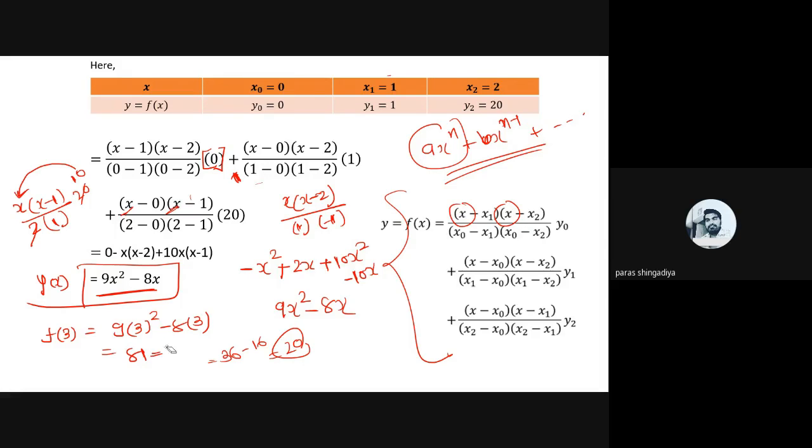And 8 times 3 is 24. Clear? That is the equation we have, and replacing x equal to 3 gives 81 minus 24, and 81 minus 24 is 57. So that is the answer of f of 3. It is equal to 57. Clear? And we can find any value by using this equation. You can consider any value within this range, or you can consider values outside the range also, and we can predict that answer. Clear?